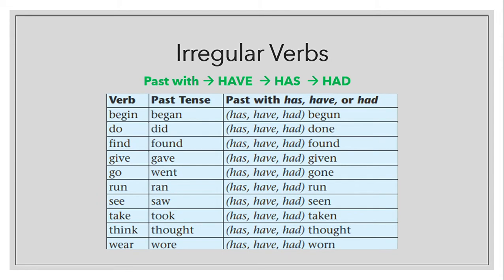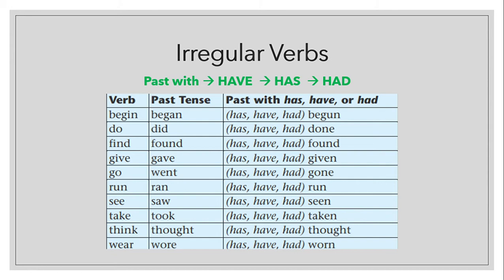Now let's see the past with have, has, and had. Remember when we took the helping and main verbs, we said sometimes before the main verb we have helping verbs like have, has, and had. These are all helping verbs. These helping verbs might be followed by a main verb, which is the irregular verb.